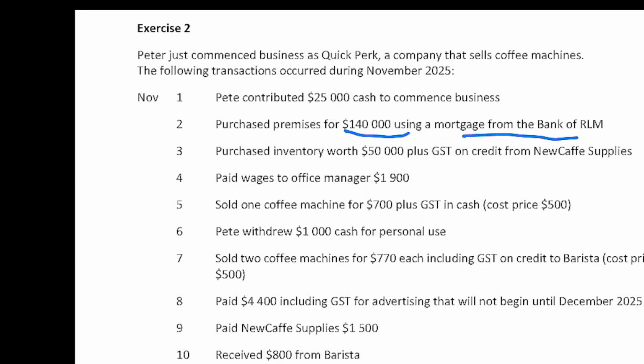So when you purchase the premises with the mortgage, don't expect the bank will pay you the money. No, the bank doesn't pay us the money. Why? Because the bank will pay the money to the owner of the premises, not us. Let's say you are constructing a house, then would they pay us the money? No, they'll pay the money to the builder. So we don't get the money. So our bank account is not affected. So no bank. Then what do we do?